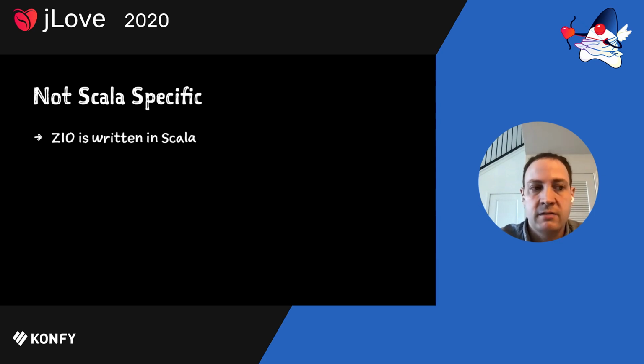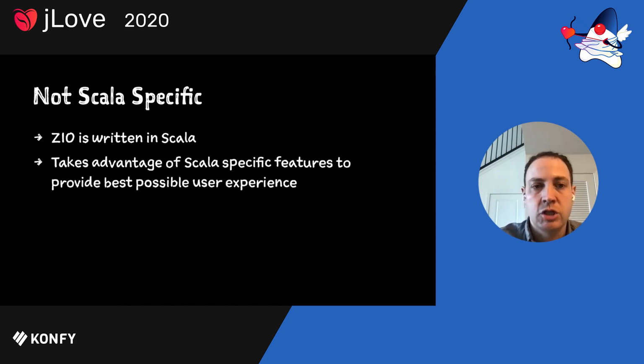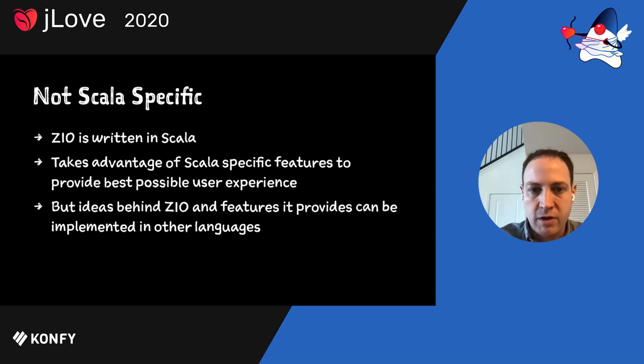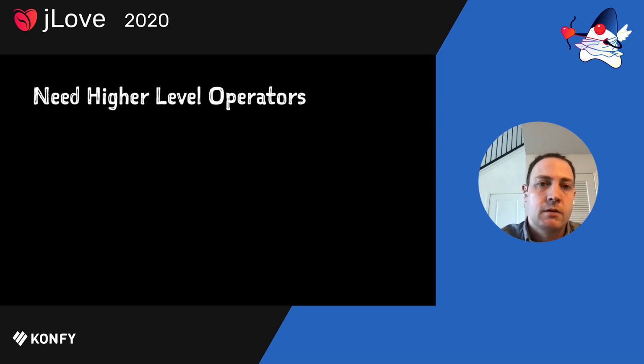So the first one is, I don't think there's anything here that is truly Scala specific. ZIO is written in Scala. Scala is a fantastic language. I think it provides a lot of functionality that has helped us provide a very nice and ergonomic user interface to take advantage of this. But the reality is there's nothing in the underlying what we're doing that couldn't be done in Java or in other languages. In fact, there have been ports of ZIO to TypeScript. So it's definitely not Scala specific or even JVM specific.